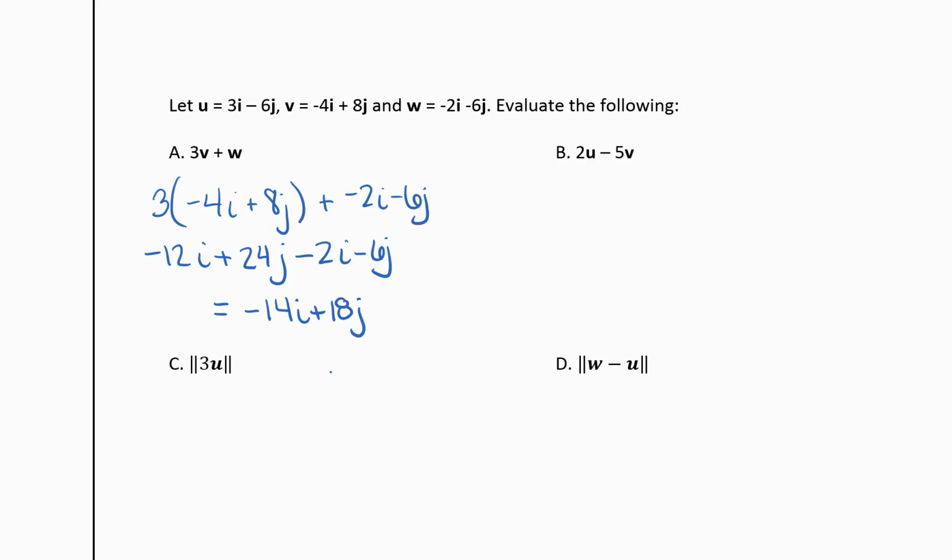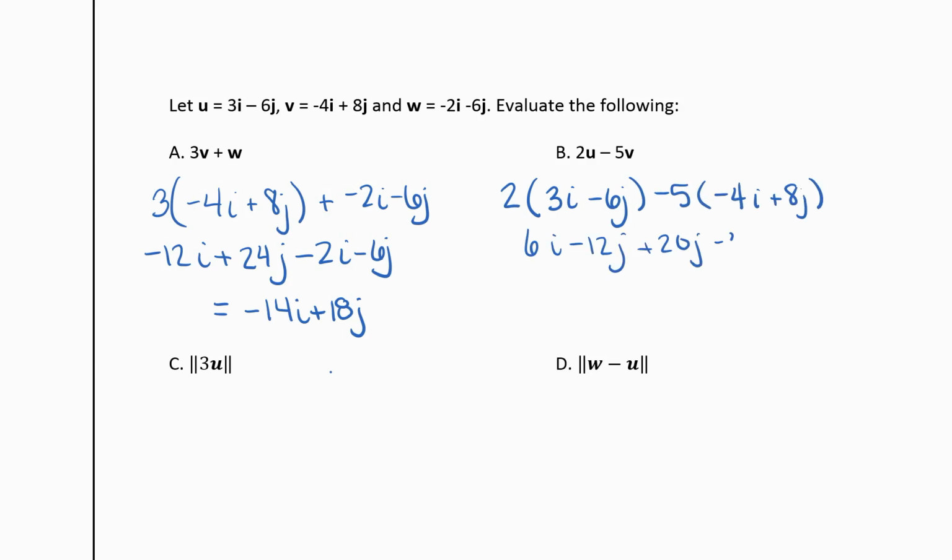For part B here, we want 2u minus 5v. So we take 2 times our u, which is 3i minus 6j, minus 5 times our v, which is -4i plus 8j. So we'd have 6i minus 12j plus 20i minus 40j. Now we're going to combine our like terms, so we have 26i minus 52j.